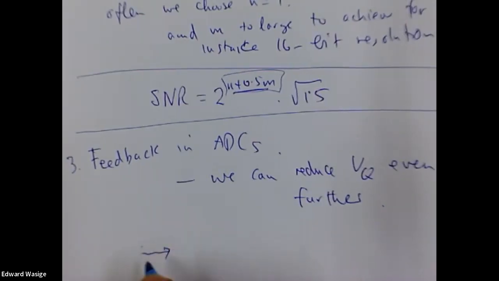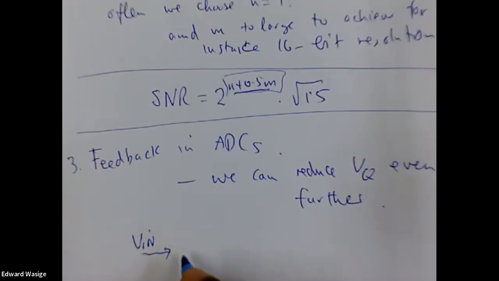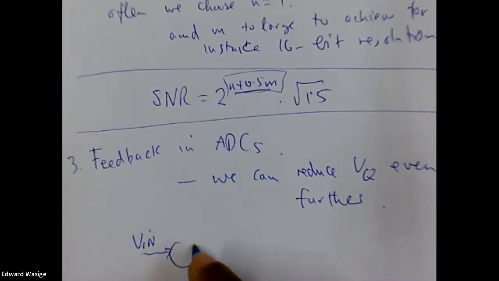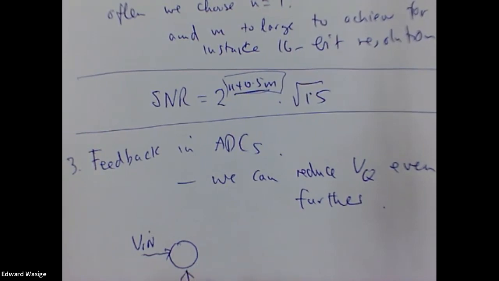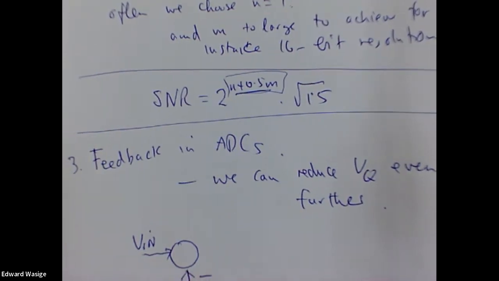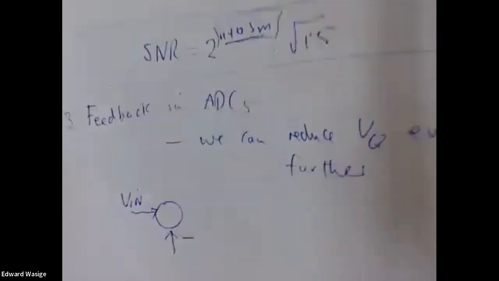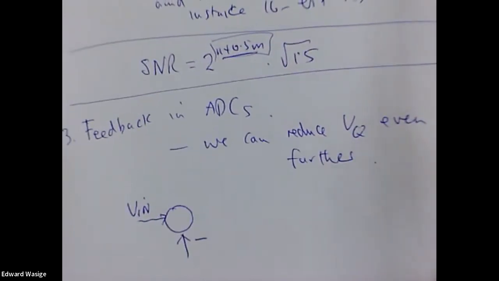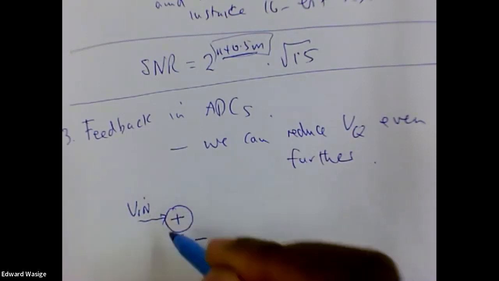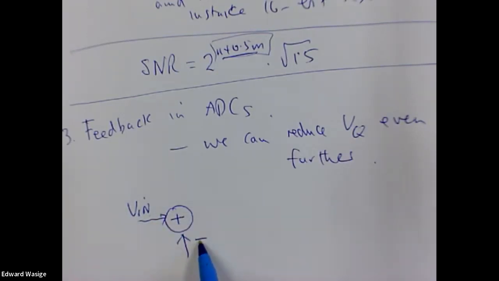So in feedback systems, you'd have an input signal, which we can call V in. And because we have feedback, the feedback signal can either be subtracted from the input. We call that negative feedback, or it can be positively added to the system. We call that positive feedback. Many of you will know this from your earlier classes.